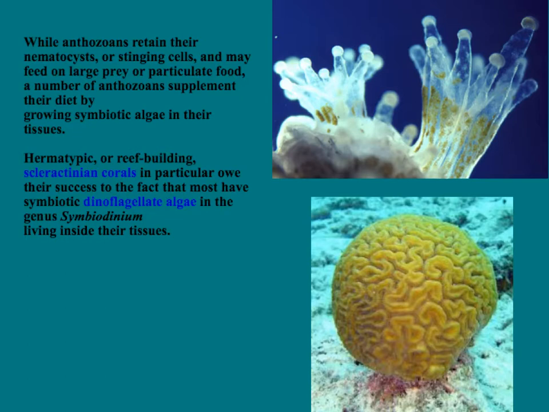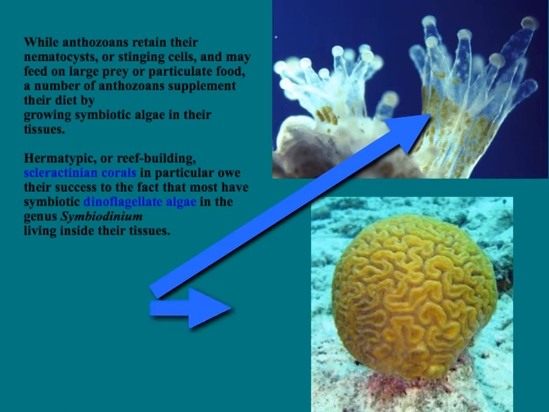Also, most corals and some anemones have symbiotic algae that live in their tissues. These are small dinoflagellates that photosynthesize, providing a tremendous amount of nutrition for the corals. All the coloration of the corals that we see in the tropics comes from the color of the symbiotic algae that live within them. If a coral bleaches, it loses those algae and becomes white.